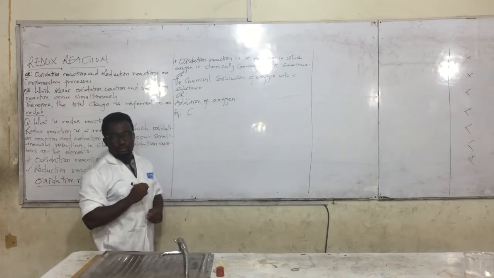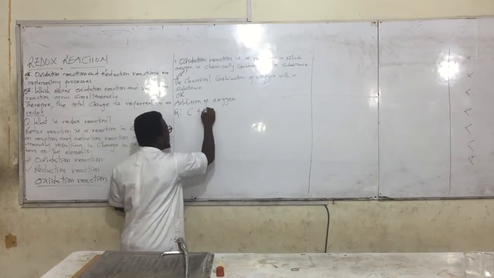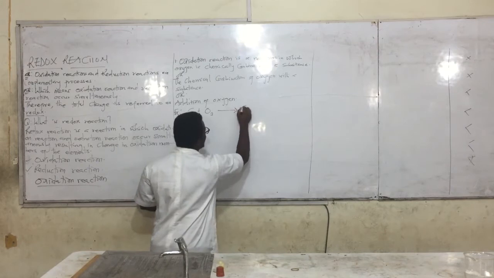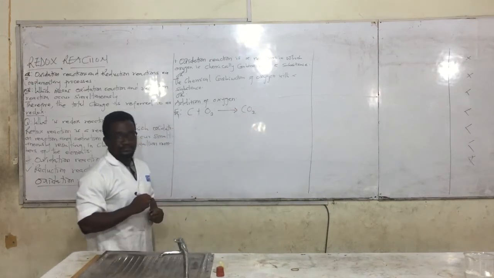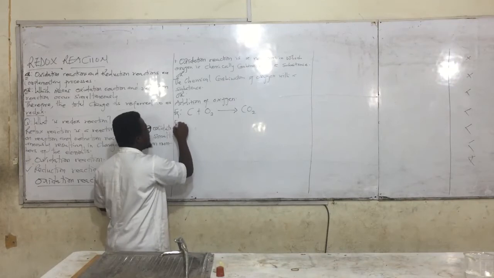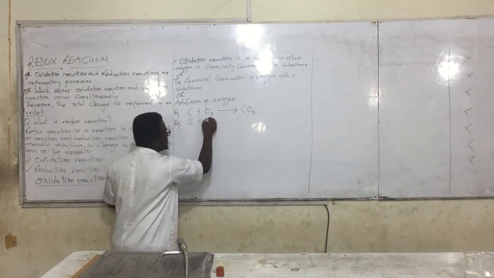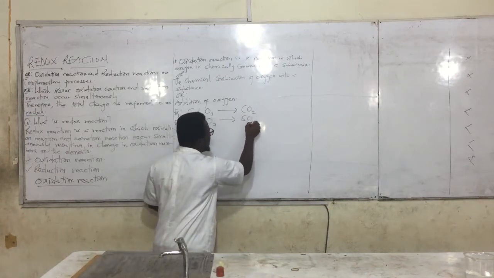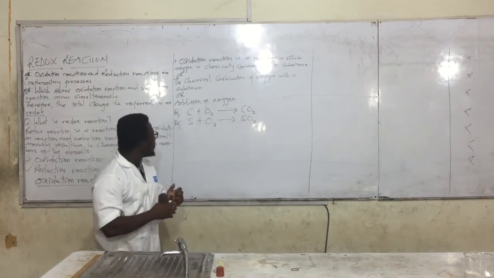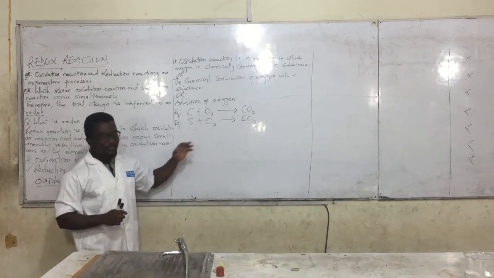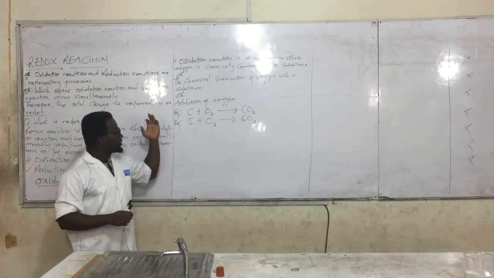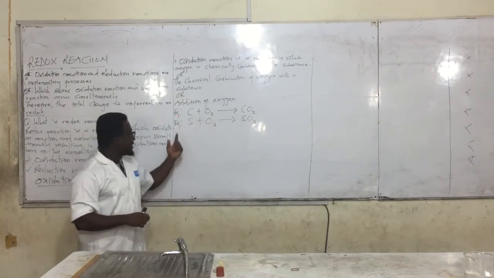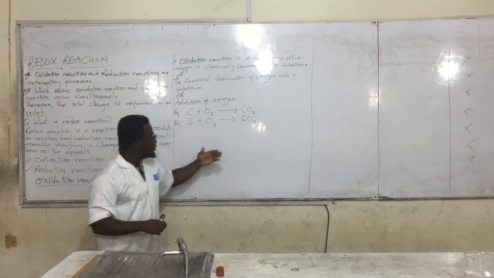I have carbon plus oxygen will produce CO2. Another example, sulfur plus oxygen to produce SO2. So we have very simple examples: carbon reacting with oxygen to produce carbon dioxide, and then sulfur to produce SO2.